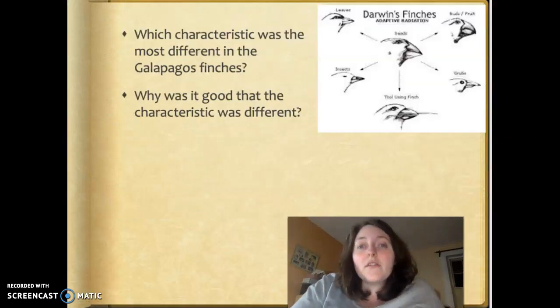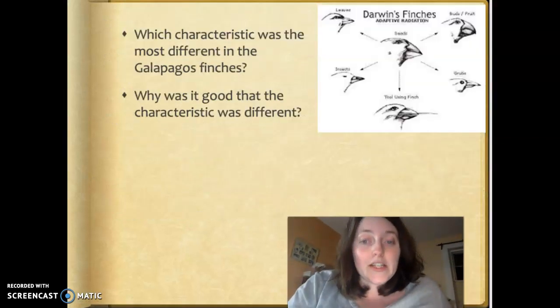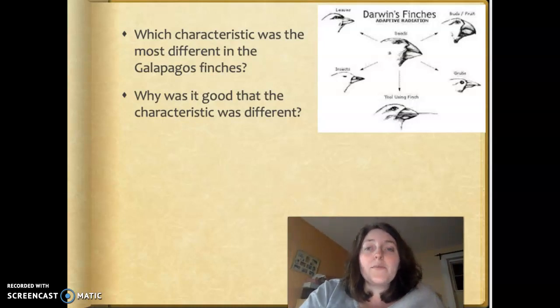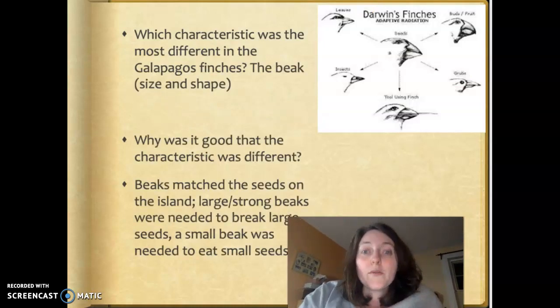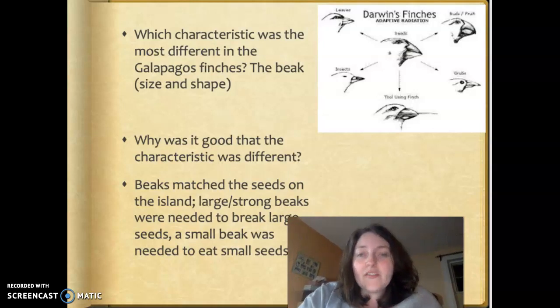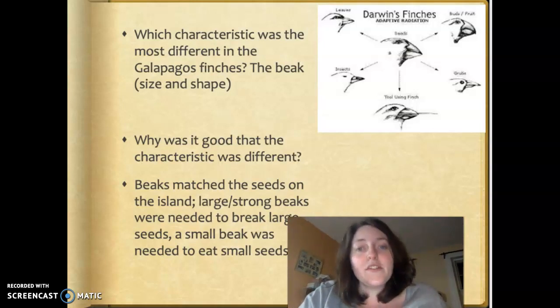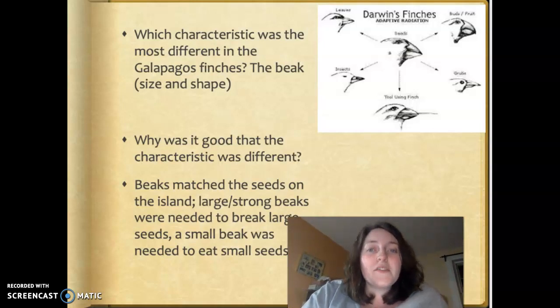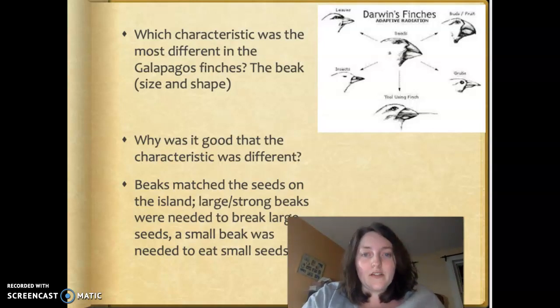Now, when Darwin reached the Galapagos, he looked at a variety of different things: tortoise shells, iguanas, but the finches were some of his favorite. Now, which characteristic was the most different about the finches, and why was it good that the characteristic was different? It was the beak. There were so many different birds that he thought were completely different species, but it turns out they were all similar types of finches, but the beaks were different. And this was a good thing because there were so many different types of food sources that these birds could specialize in what they ate.